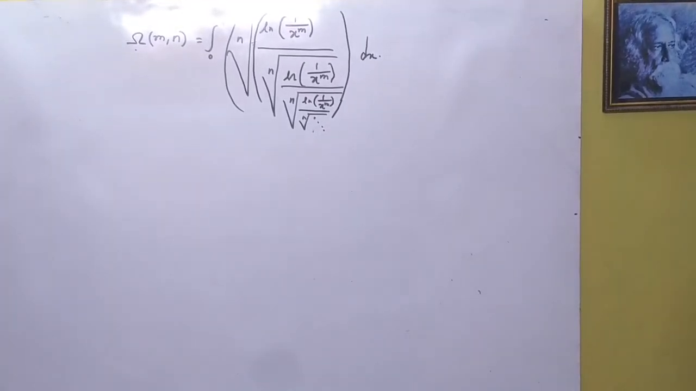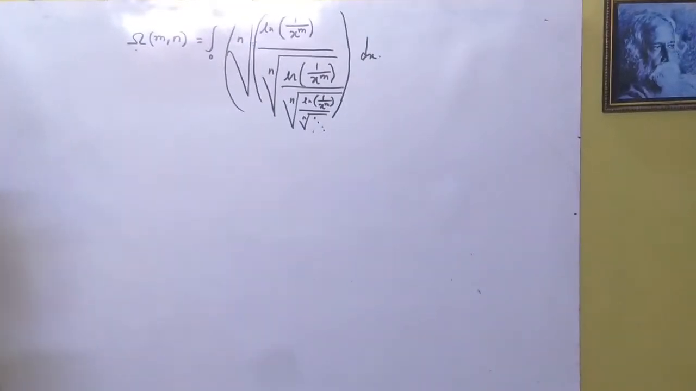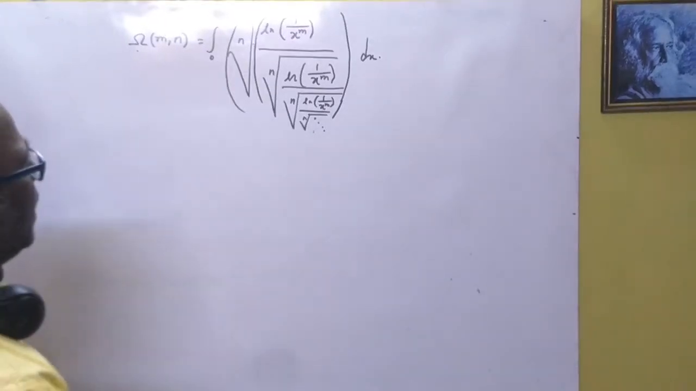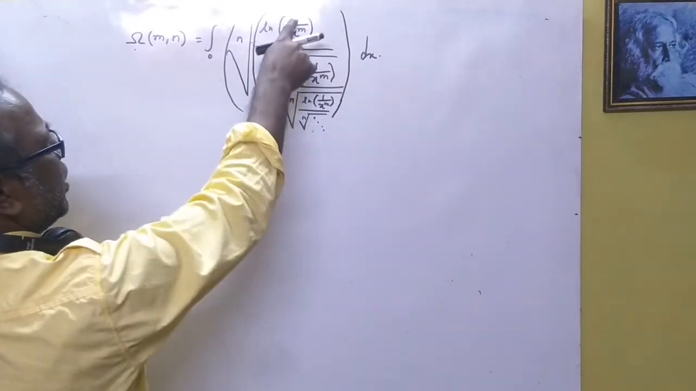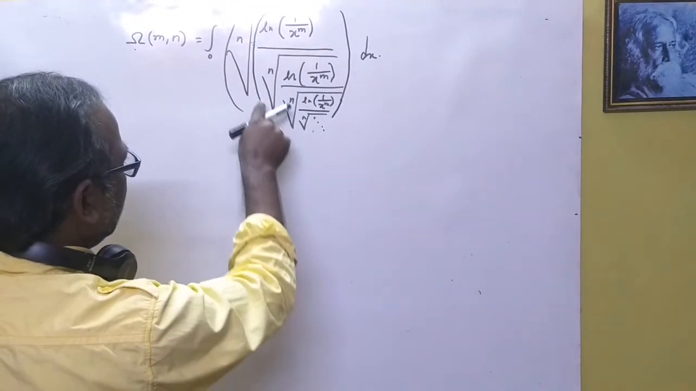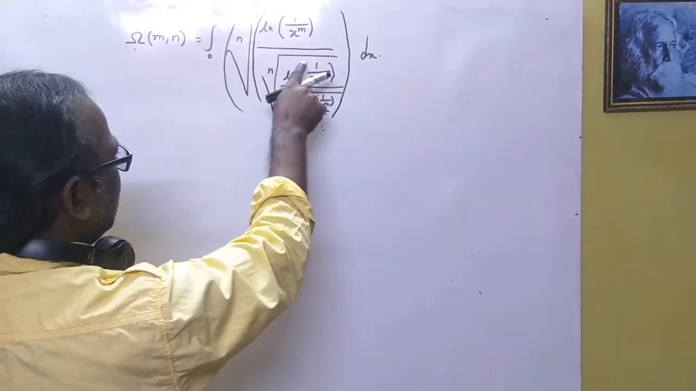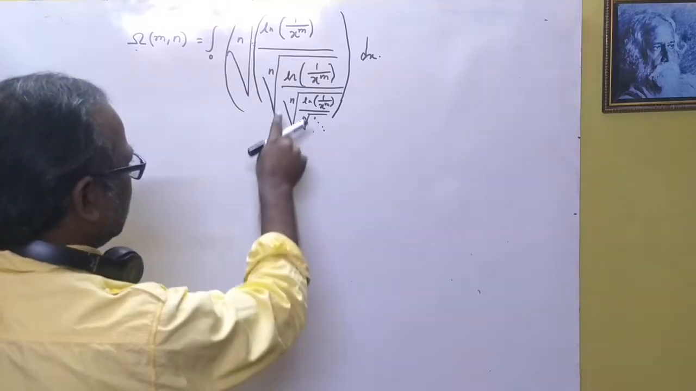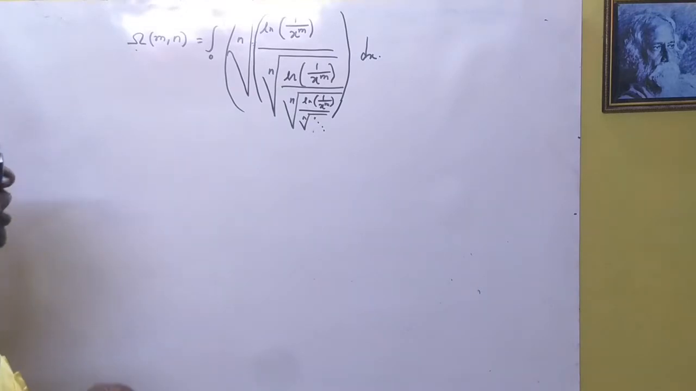And this is one of the important problems for the gamma function. Okay, see, this is the integral from 0 to 1 of the nth root of ln(1/x)^m divided by the nth root of n ln(1/x)^n divided by the nth root, and so on to infinity. So see this pattern.